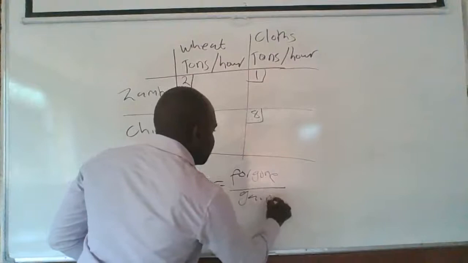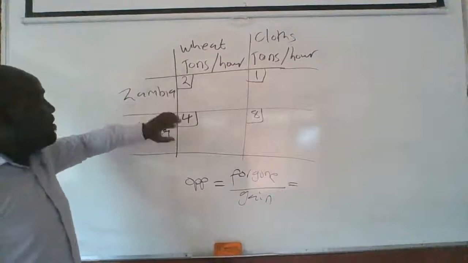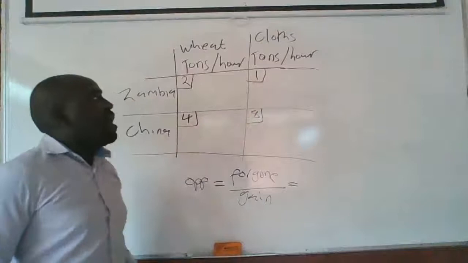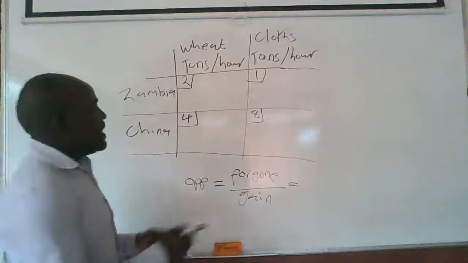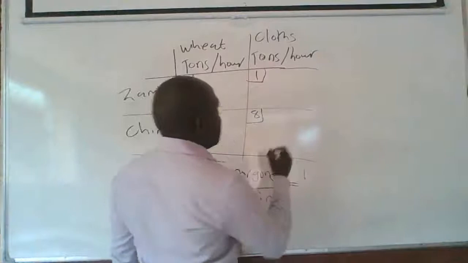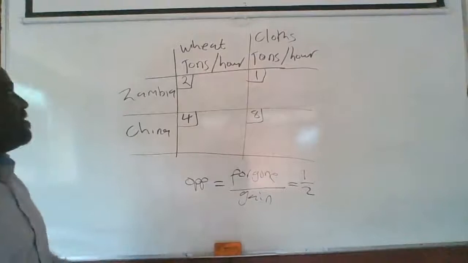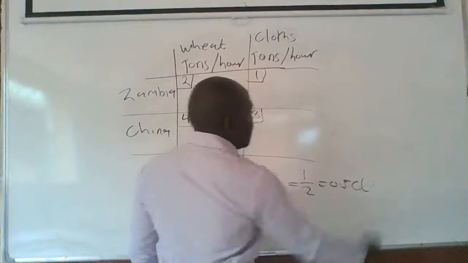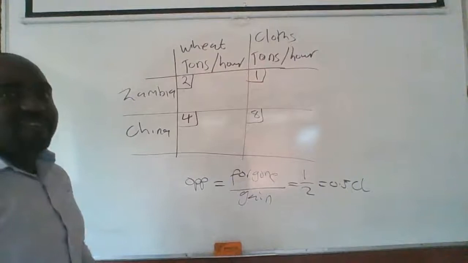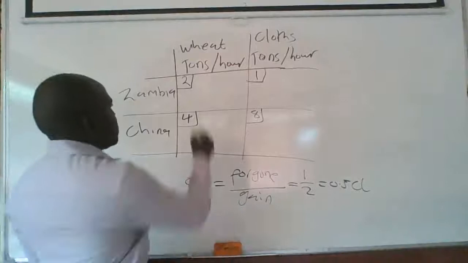In this case, Zambia wants to produce wheat. It means that if Zambia has to produce more wheat, it will have to give up the production of clothes and then channel the resources to the production of wheat. Given the values that we have, the foregone for Zambia will be 1 ton of clothes for it to be able to produce 2 tons of wheat. And this will simply give us 0.5 tons of clothes. So the opportunity cost of producing wheat for Zambia is 0.5 tons of clothes. So we put 0.5 tons of clothes.